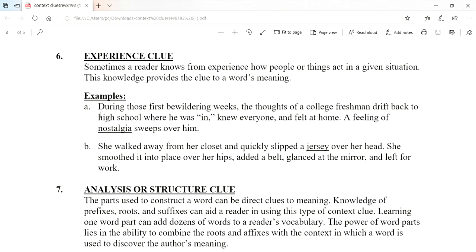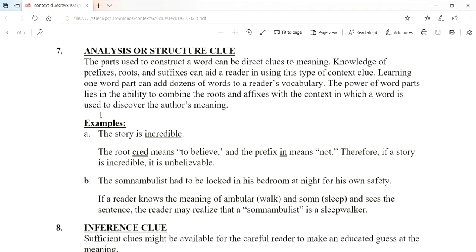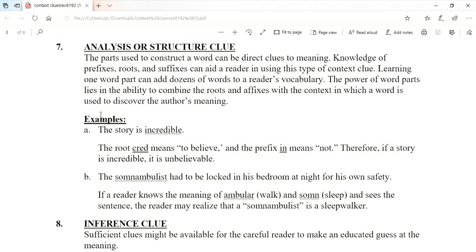Now let's go on to look at another aspect of it. Here we're looking at the analysis or structure clue. The parts used to construct a word can be direct clues to meaning. Knowledge of prefixes, roots, and suffixes can aid a reader in using this type of context clue. Learning some word parts can add dozens of words to a reader's vocabulary.